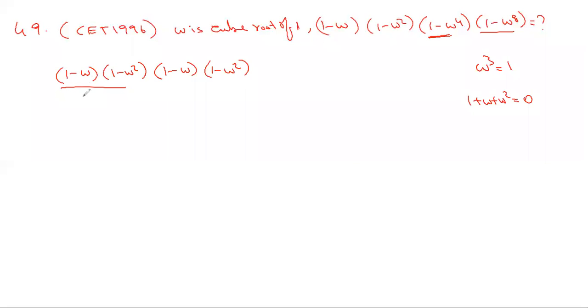So just simplify the first part. 1 into (1 minus omega square minus omega plus omega cube) whole square. And now we know that omega cube is 1. So it's 1 plus 1 minus omega square minus omega equal to 1. So this value is again equal to 1, whole square. 3 square is 9. So that's the correct answer.